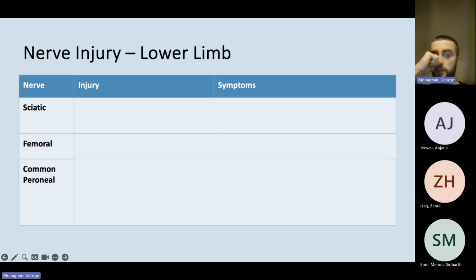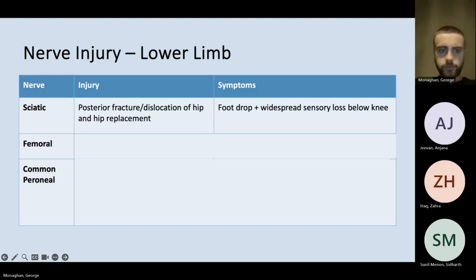Okay, so nerve injuries of the lower limb. We have the sciatic nerve, first of all. This is most commonly injured in a posterior fracture or dislocation of the hip, and also a hip replacement. In the surgery, it can be damaged because of the proximity of the nerve. Symptoms: foot drop and widespread sensory loss below the knee.